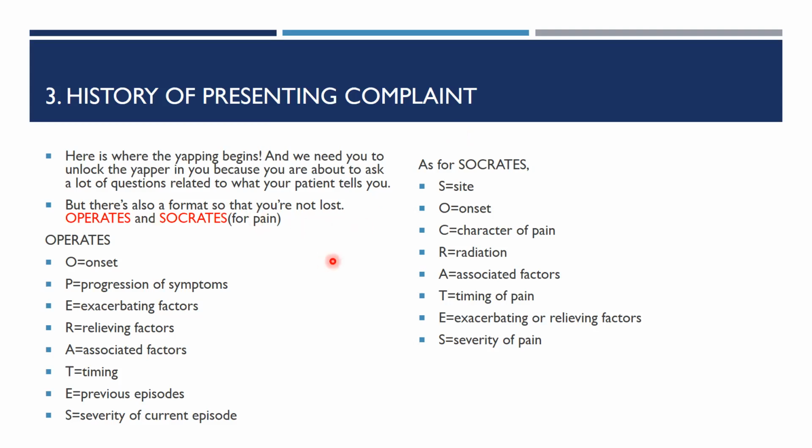So there are two mnemonics. There's OPERATE and there's SOCRATES. OPERATE is everything else aside from pain. Now, SOCRATES is the one that's used for pain. So OPERATE: onset, progression of symptoms, exacerbating factors, relieving factors, associating factors, timing, previous episodes, and severity of current episode.